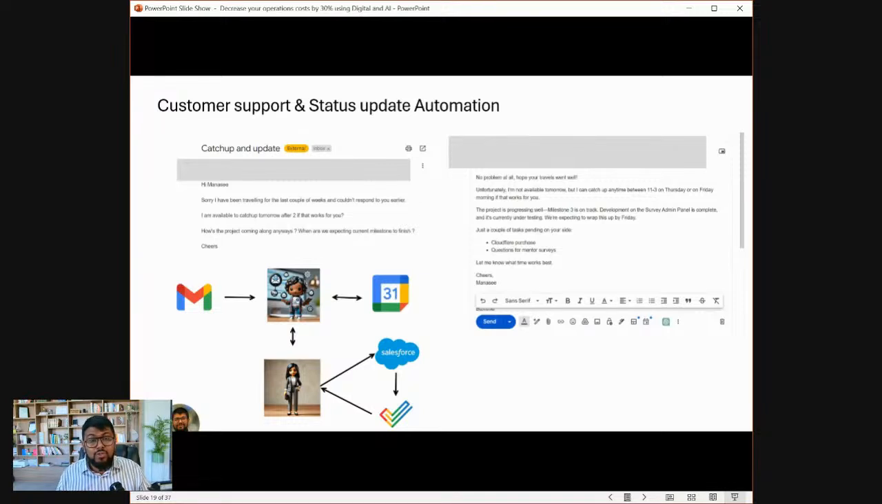So Pooja goes into Salesforce, first identifies by email and the name who this client is, what are their current active projects, what project this person is talking about, and then goes into the project management system, fetches the status, and gives it back to Zola. And that's how Zola is able to write, the project is progressing well, milestone 3 is on track, development on these functionalities is complete, we are expecting to wrap this up by Friday, just a couple of tasks that are pending on your side, which is Cloudflare purchase, question for mentor surveys, and things like that. And then it says, let me know what time works best.